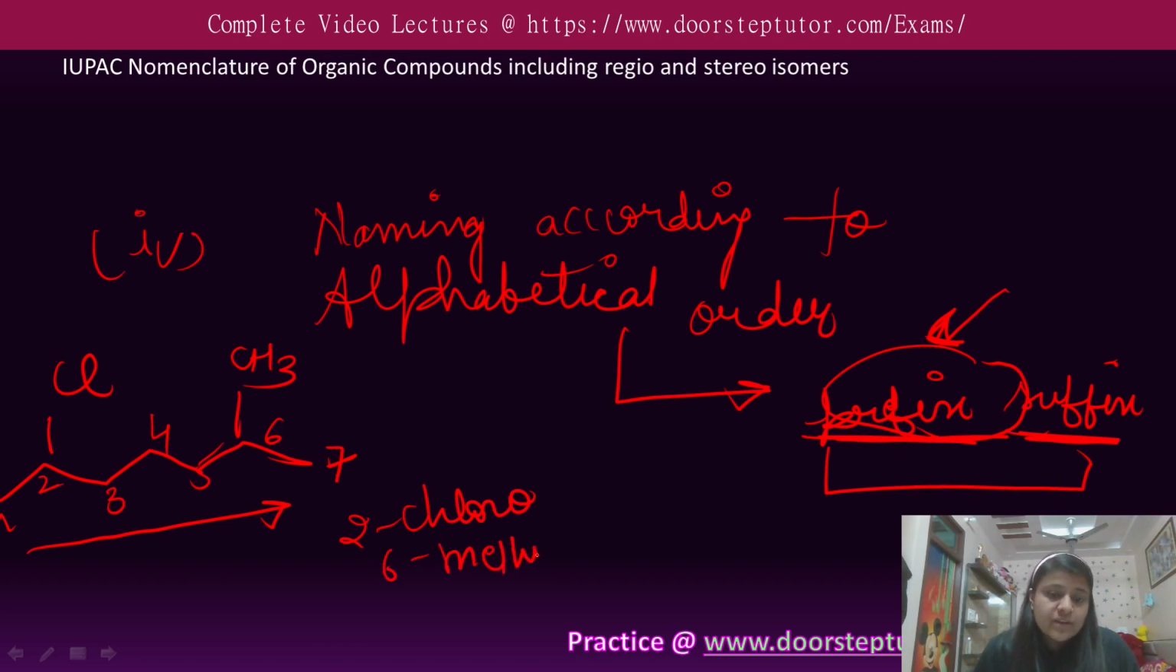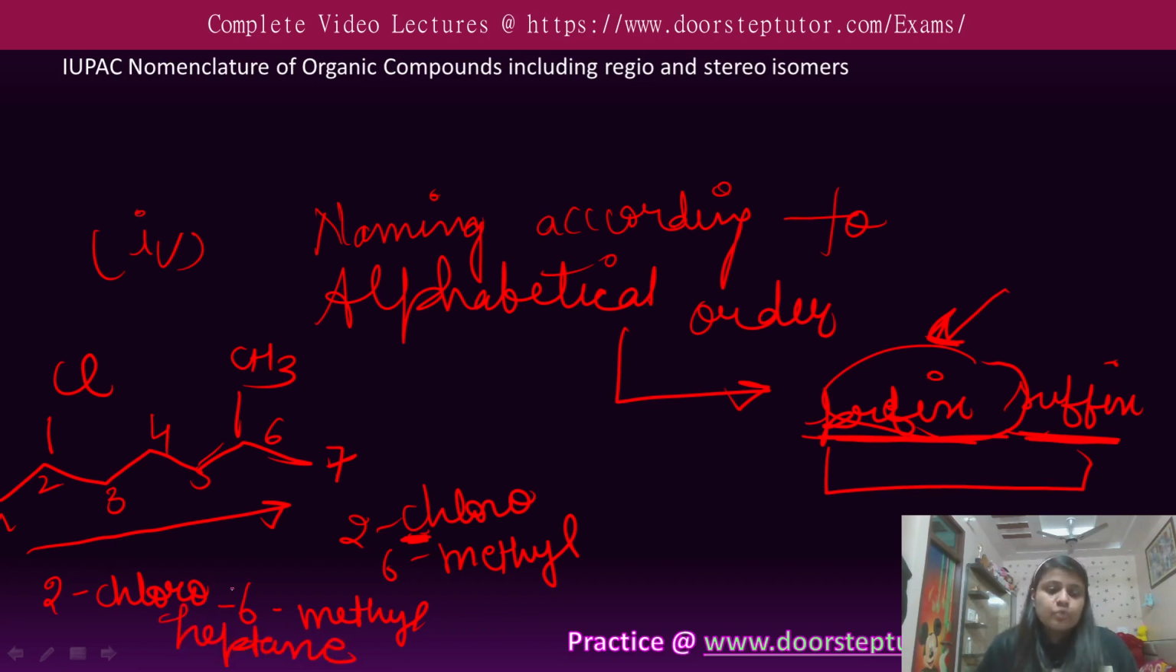So how should I arrange them? I have to give the priority to this C. C comes first in alphabetical order. So I have to write 2-chloro, 6-methyl. And what's the name of the longest carbon chain? It contains 7 carbons, heptane. So this is the complete name: 2-chloro, 6-methyl, heptane.